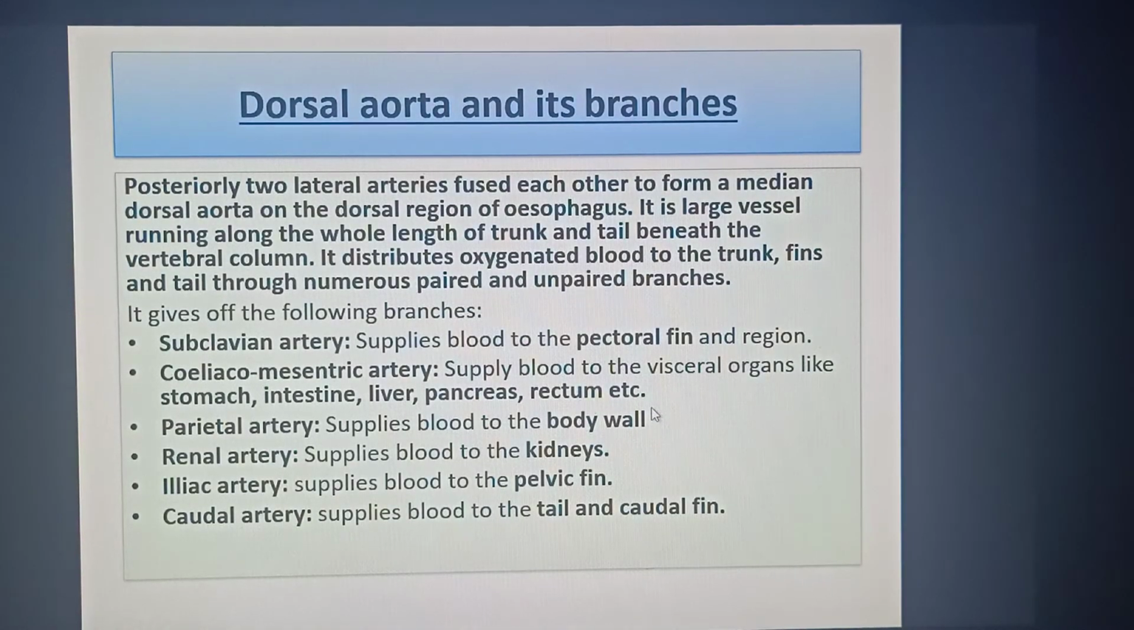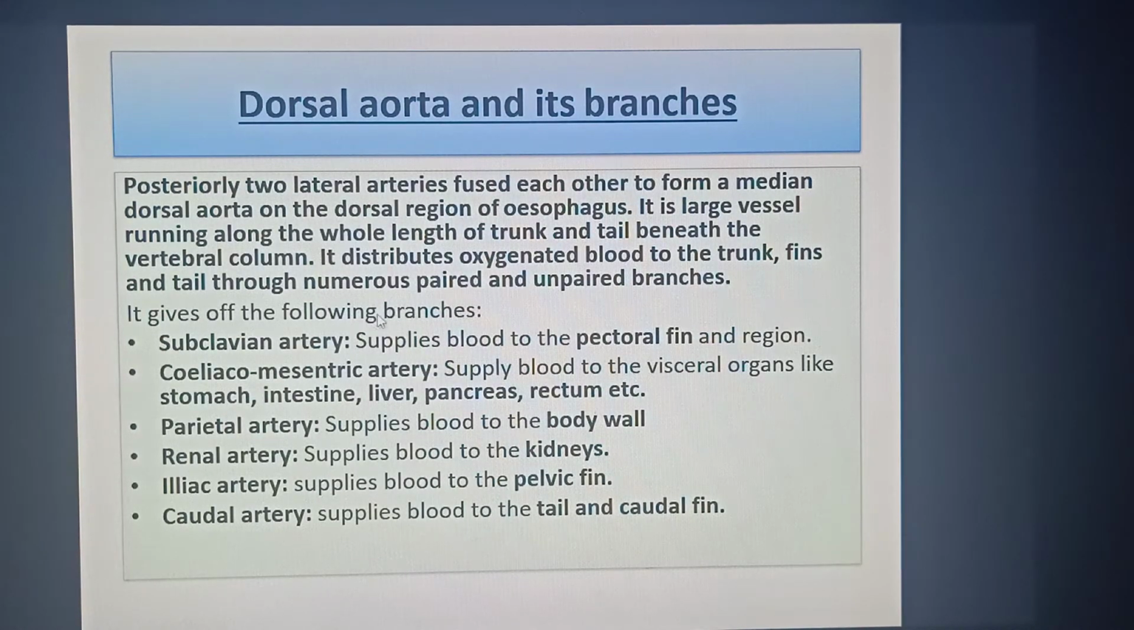Then the next part of the arterial system is the dorsal aorta and its branches. Posteriorly, two lateral arteries fuse with each other to form a median dorsal aorta on the dorsal region of the esophagus. It is a large vessel running along the whole length of the trunk and tail beneath the vertebral column. The dorsal aorta distributes oxygenated blood to the trunk, fins and tail through numerous paired and unpaired branches. It gives off the following branches.